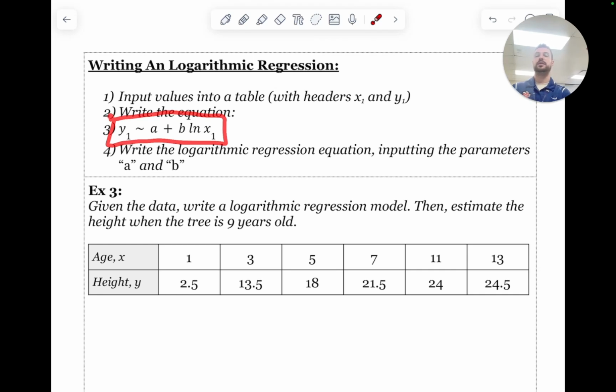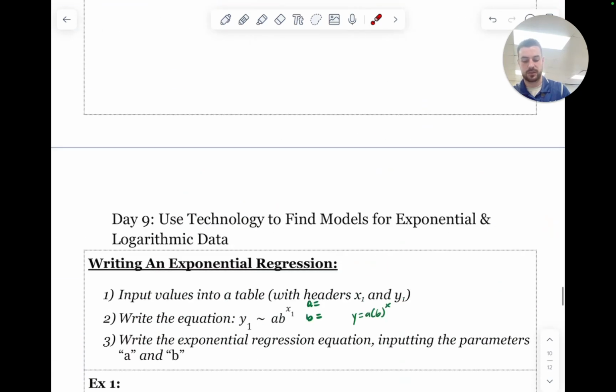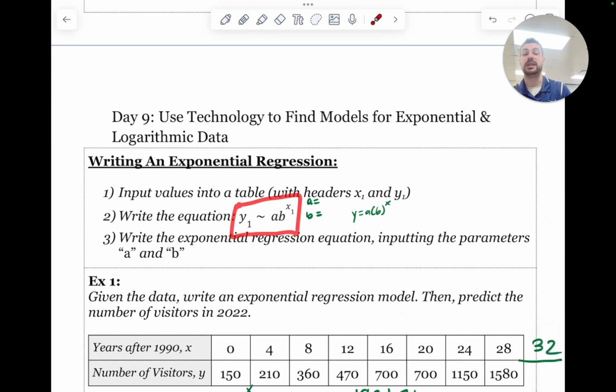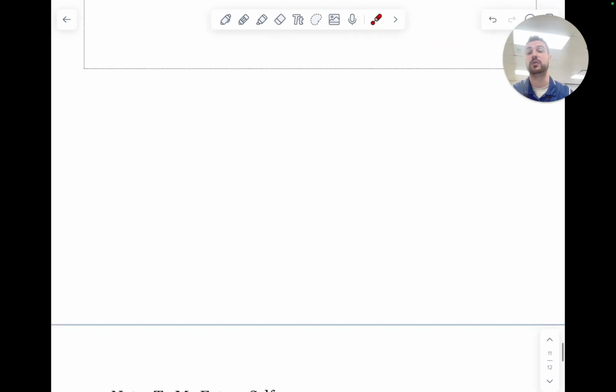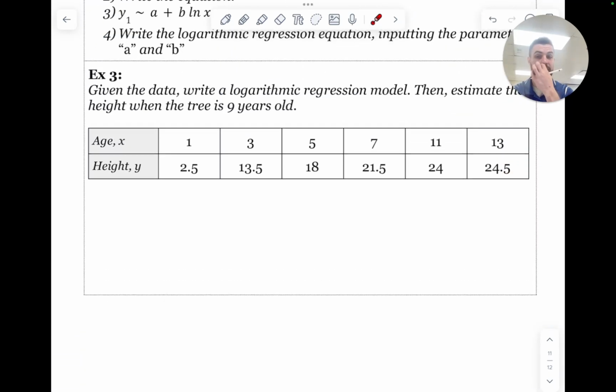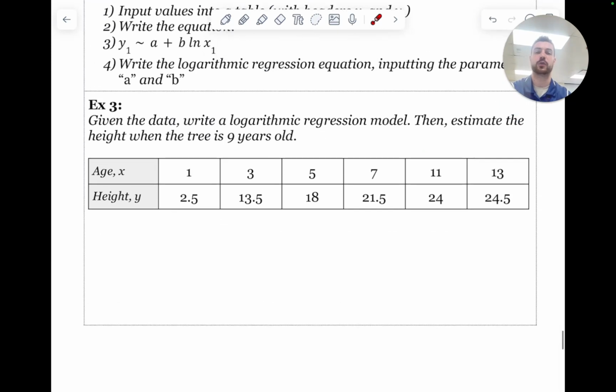Now this equation is a little bit strange. We have y1 tilde a plus b times the natural log of x1. Our y1 and x1 again could change depending on what our table values say. We are going to actually give you these regression equations on your assessment, so it should make it a little bit easier for us. However, we should do our best to make sure we are comfortable and we remember them. So this example says, given the data, write a logarithmic regression model, then estimate the height when the tree is 9 years old.